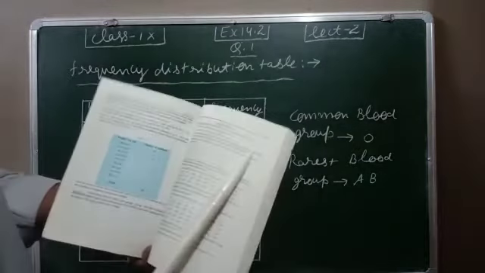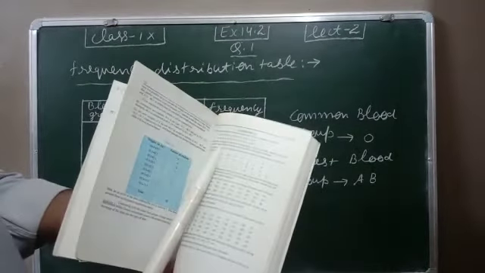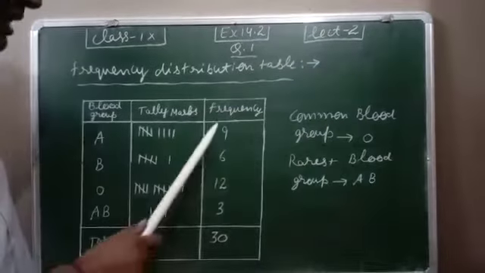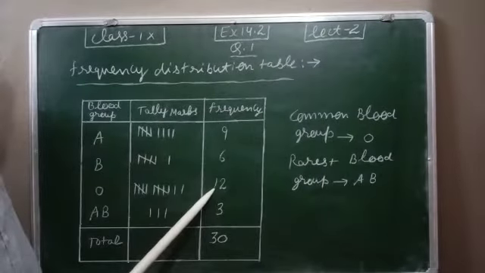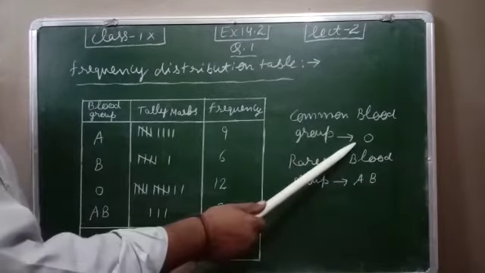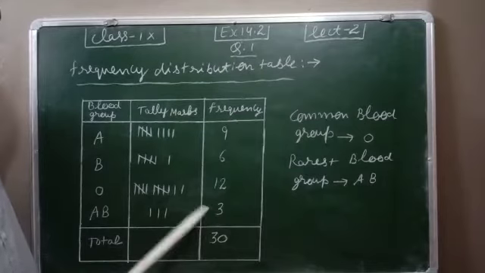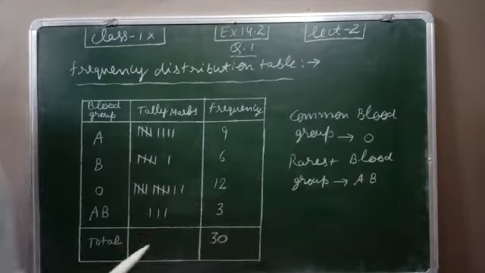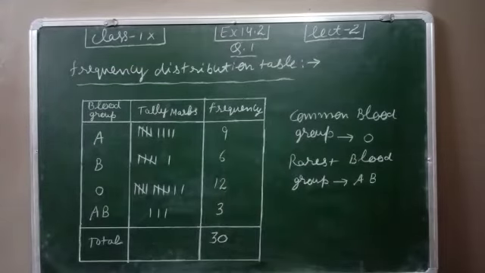Now we will read the last line: which is the most common and which is the rarest blood group among these students? If I see, this is the maximum value, and this maximum value represents the O blood group. So the most common blood group is O. This value is the least, and it represents the AB blood group. So the rarest blood group is AB. Now after this we will study question number 6, then 7.